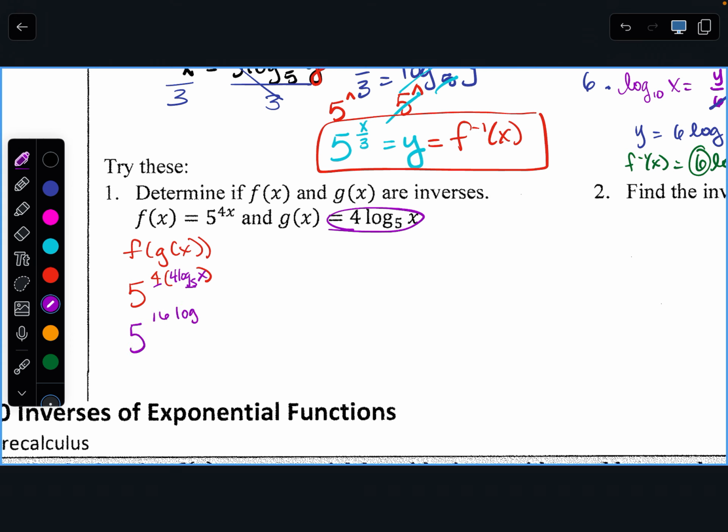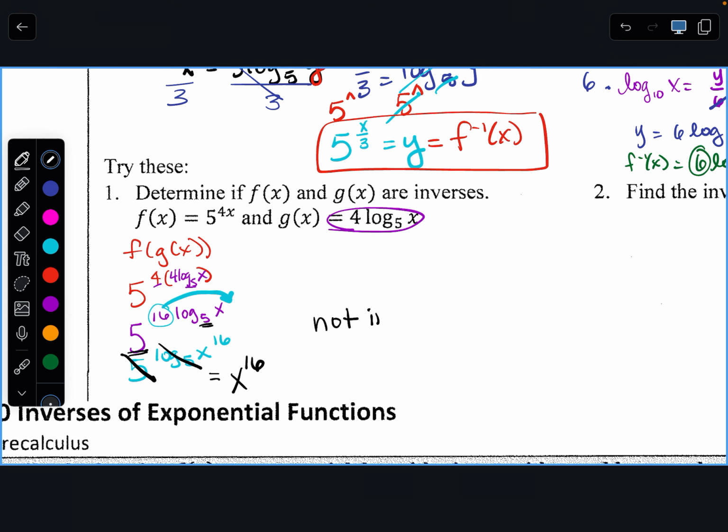I can simplify this by taking that coefficient, like I told you before, and putting it up here as an exponent. So this will become 5 to the log base 5 of x to the 16. The idea is if we can get this base 5 and this numerical base 5 together, we can cancel them, and we're left with x to the 16. So even though it did simplify down, we do not get x as our answer. Therefore, I know that they are not going to be inverses. And I don't even have to move on because unless I got x, there's no point.